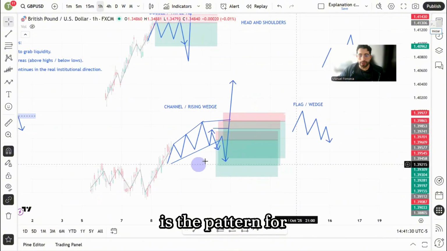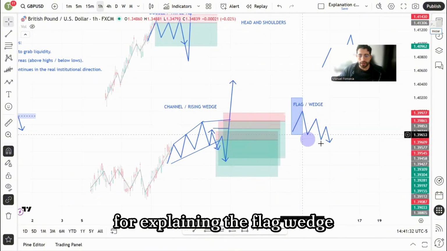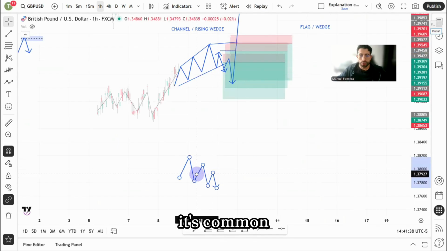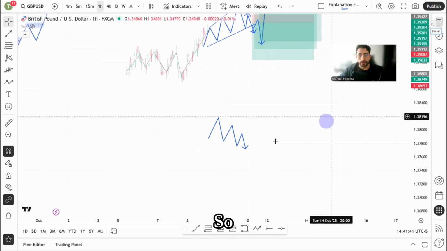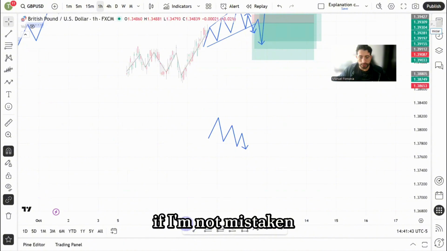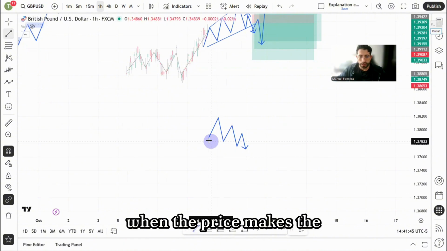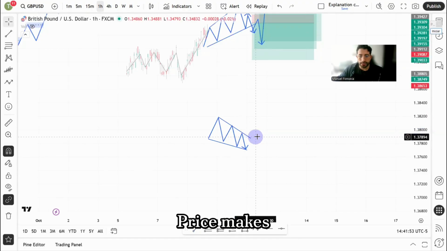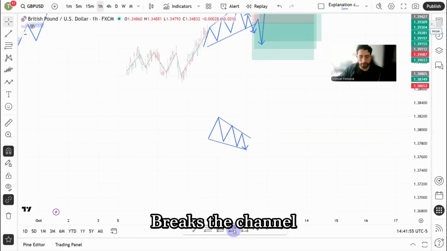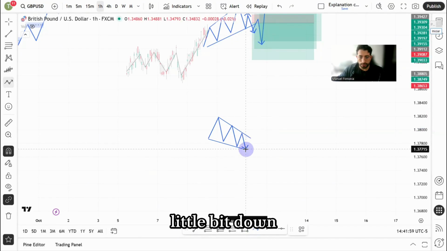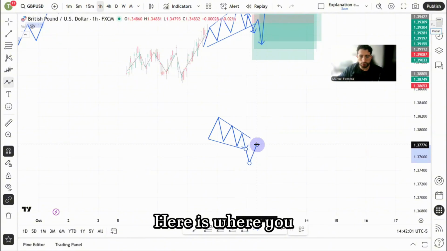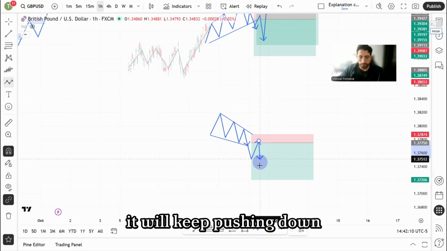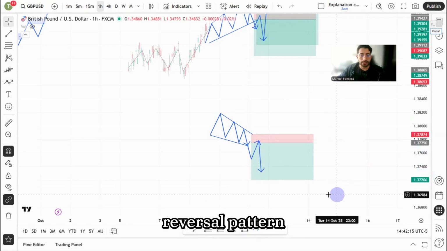Is the moment for explaining the flat wedge. The flat or the wedge, which is another pattern, is common in the market, right? So according to this pattern, if I'm not mistaken, it's a downtrend. I'm not so sure. Sorry, guys. The price makes something like this. Breaks the channel a little bit down, pushes a little bit down. Here is where you put the order, and you assume it will keep pushing down, right? Because it's a reversal pattern.